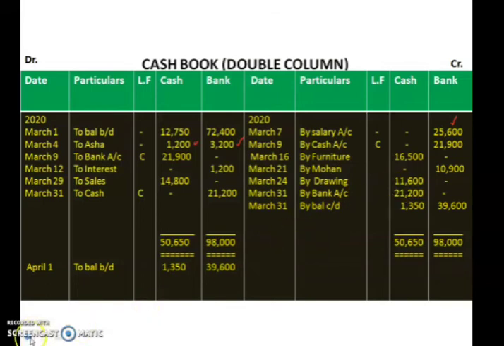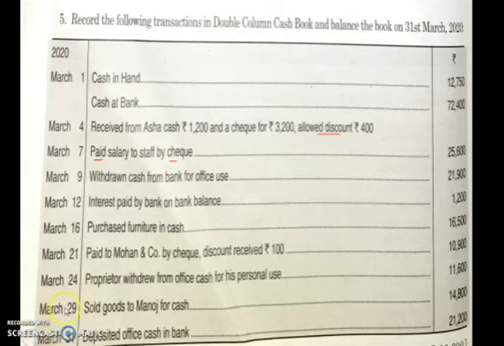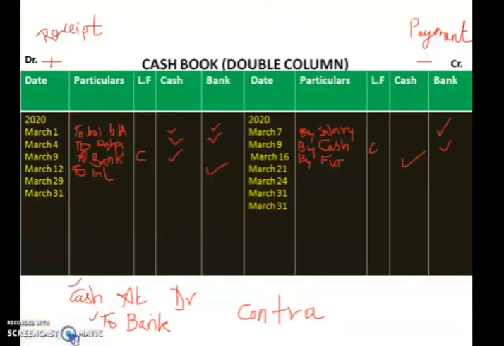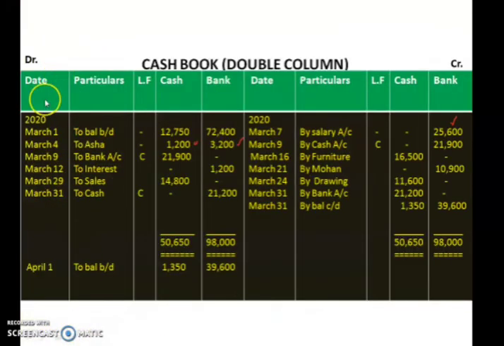Okay, March 24th. The next transaction is on March 29th. Sold goods to Manoj for cash. So you sold goods and you received cash. So which side? It's a receipt. So this is your receipt side, the debit side. So March 29 to sales. How much cash was received? 14,800. So I record it over in the cash column.